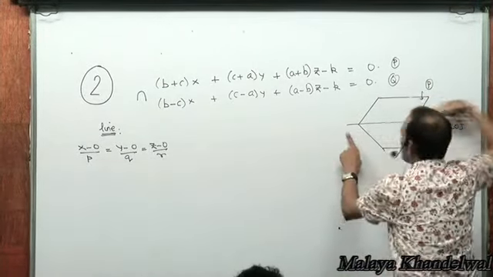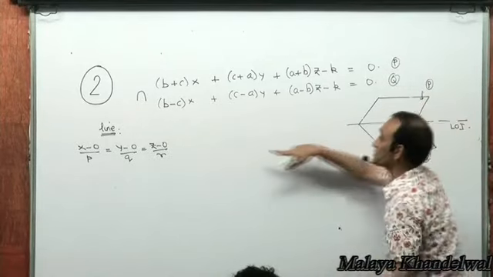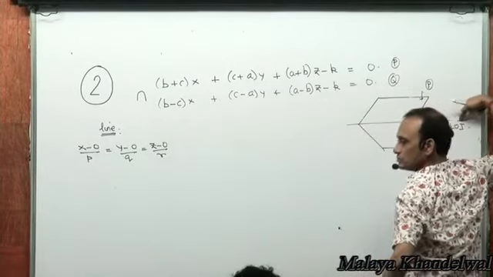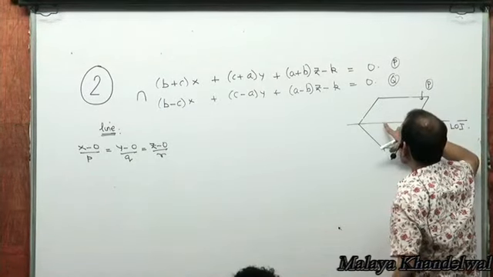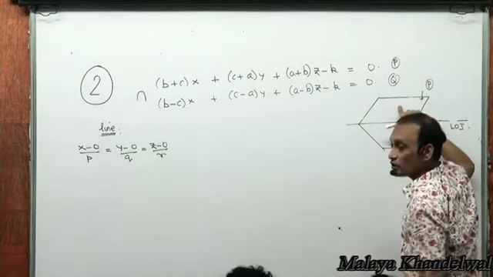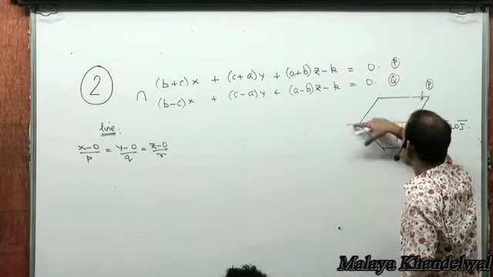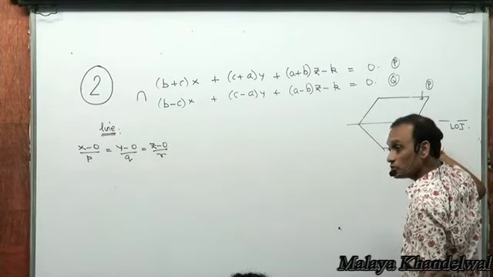I'm seeking a line parallel to this. This is my line parallel to this line. That means this line is perpendicular to the normal to this plane.